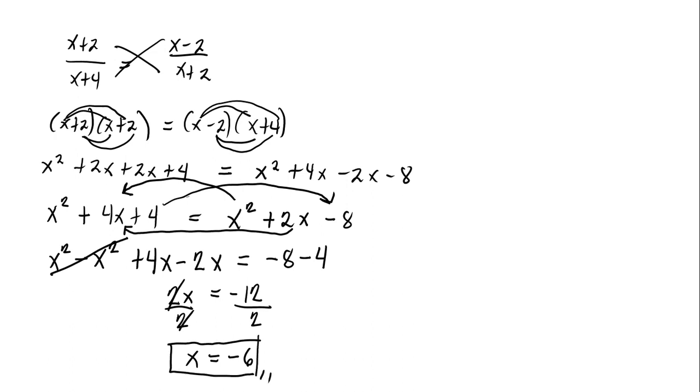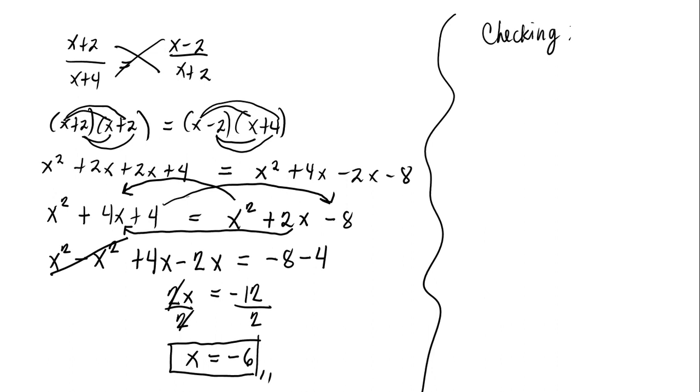Okay, so now let's have our checking. Our checking, we will just substitute the given value of our x, which is negative 6, to the original equation. So it will become negative 6 plus 2 over negative 6 plus 4 is equal to negative 6 minus 2 over negative 6 plus 2.